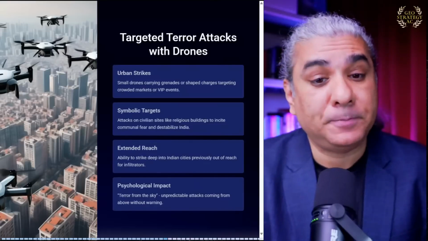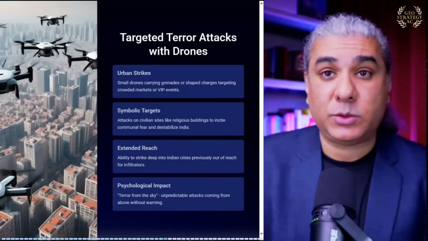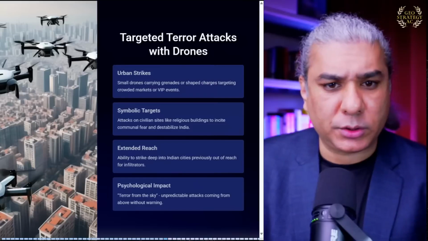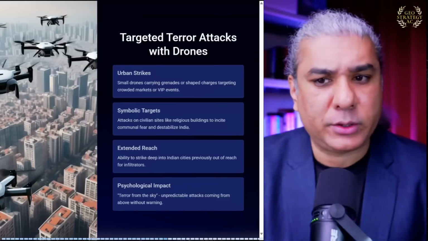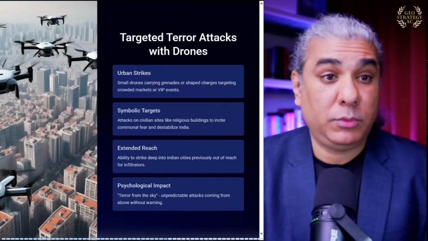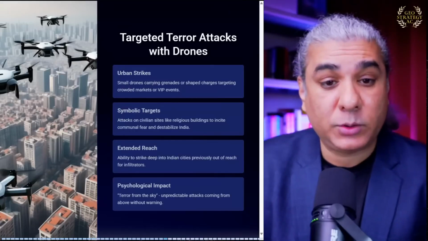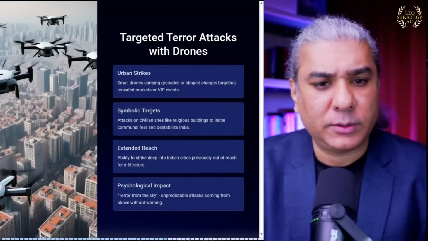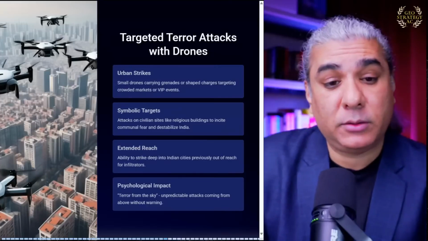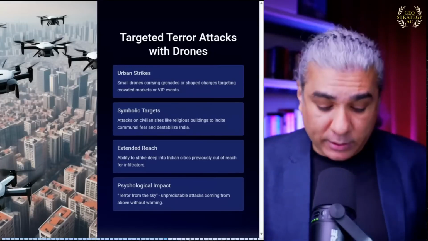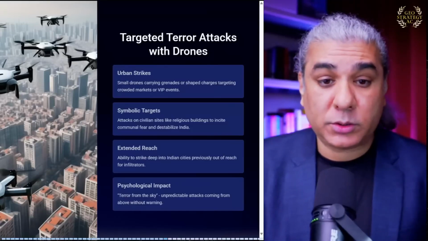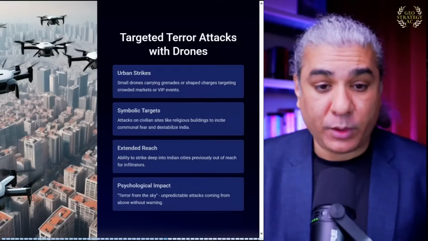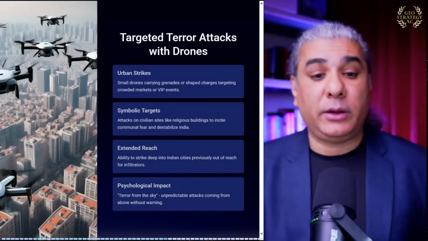various symbolic targets. So, for example, when Operation Sindoor happened, the Pakistanis tried to target the Golden Temple. They definitely hit a Gurudwara, and they tried to hit churches and so on. They wanted to create religious tensions and strife in India. So, terrorists could target religious buildings to incite communal fear, to destabilize India, and then to claim that India is oppressive and so on. And through these means, the Pakistani terrorists, or their sympathizers, or their sleeper cells within India, could strike deep into Indian cities, which were previously out of reach for people who cross the border or the LOC. And this is psychologically frightening.